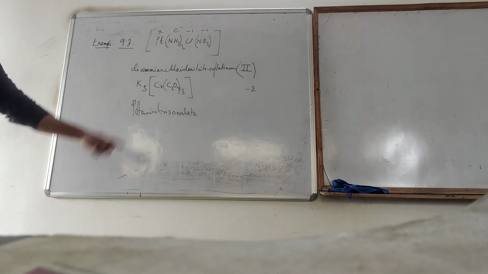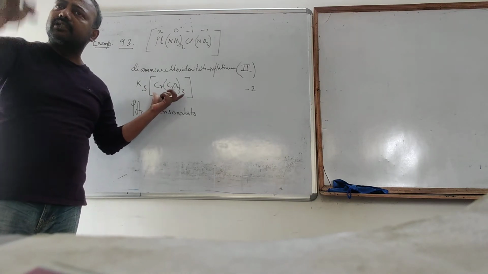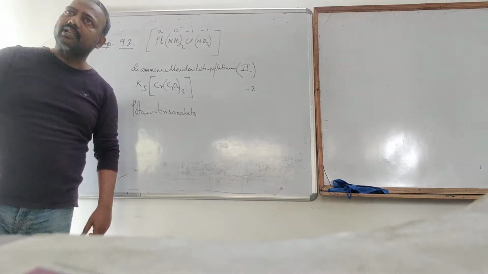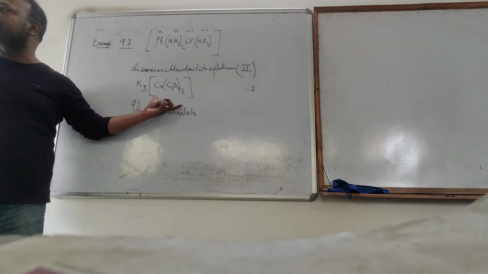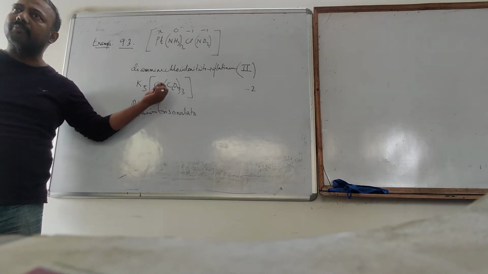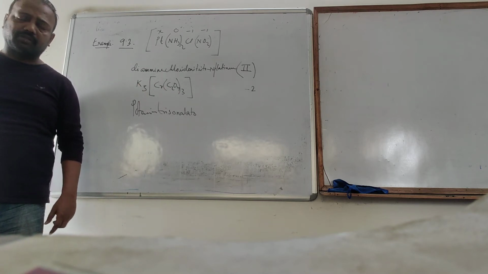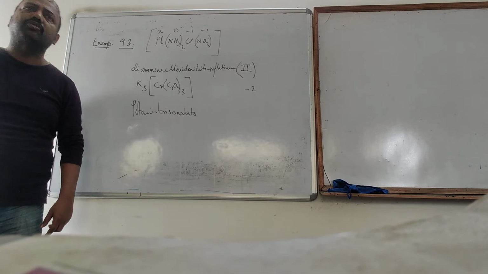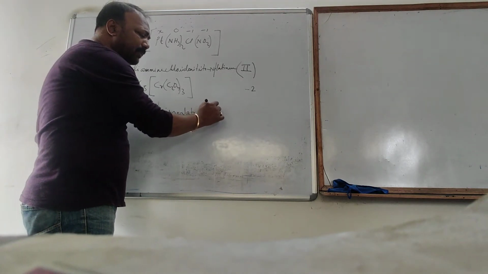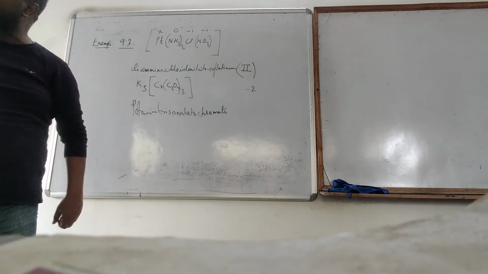Since the complex is negative, there is another rule: the name of the metal is suffixed by -ate when the complex is negative. So chromiumate. But we don't write chromiumate, because it does not sound good. That is why we write chromate. The -ate is coming because the complex itself is negative.